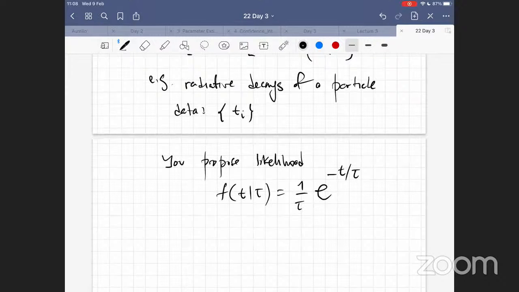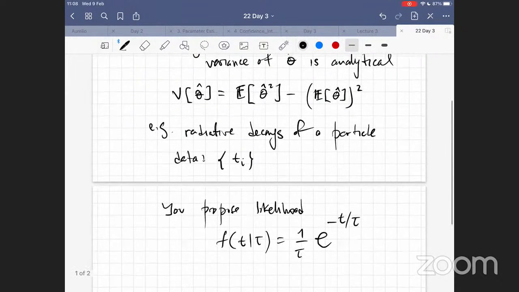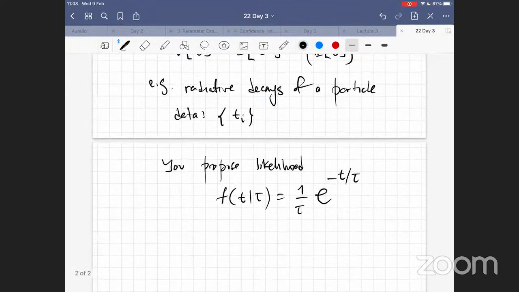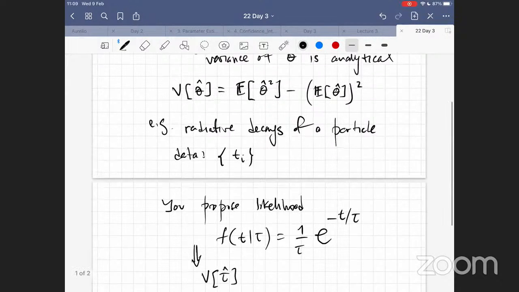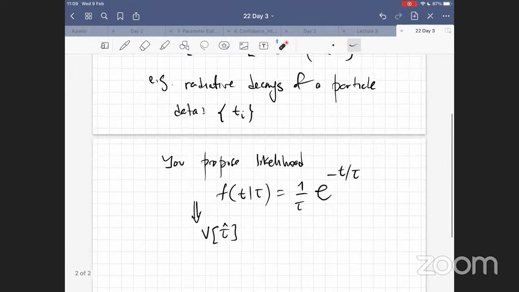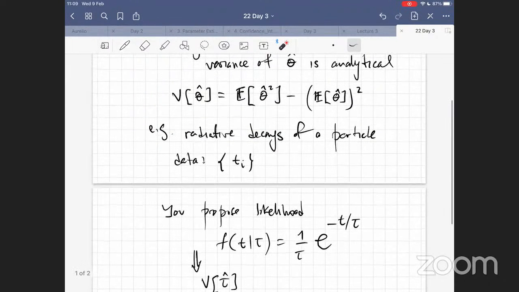If you plug this formula in and compute this, it is a two-line computation that leads you to the variance of my estimator for tau. The estimator for tau, by the way, is going to be the mean of all these decays. The maximum likelihood estimate of this parameter is just the mean.